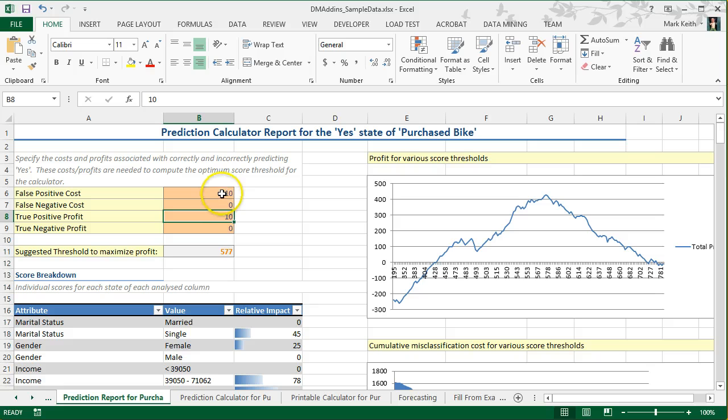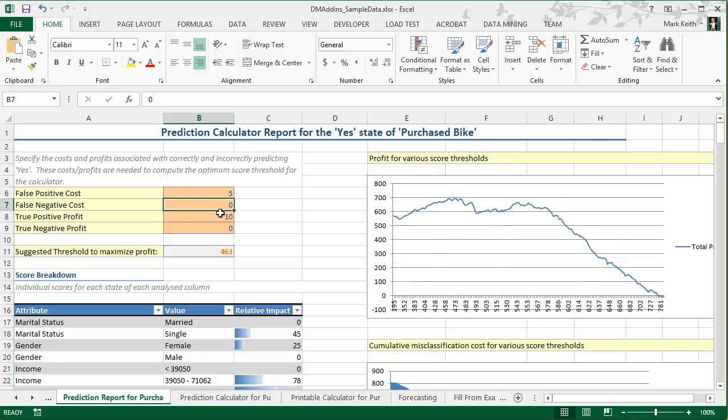So whether both are 10 or both are 1 is not a big issue. As long as they're the same number, I'm saying that a false positive cost is the same as a true positive profit. If those aren't, that's where I want to change them. And it really doesn't matter if I put, let's say for example, the cost is only half as much as the profit. Then I would put 5 here.